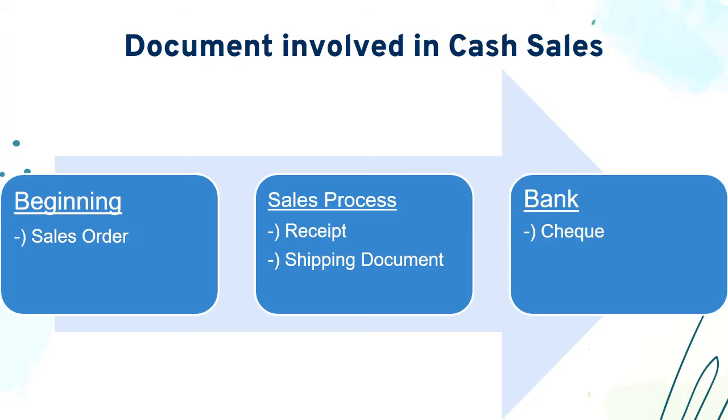Document involved in cash sales. In the beginning, when customer make an order to purchase goods from us, we will send a document called sales order to the buyer to verify about the details and confirmation of the purchase. After that, in the sales process, there will be a shipping document when we want to send the goods to the customers and also a receipt when the transaction is complete. There also will be a check if the customer pay using cash in bank instead of cash in hand.